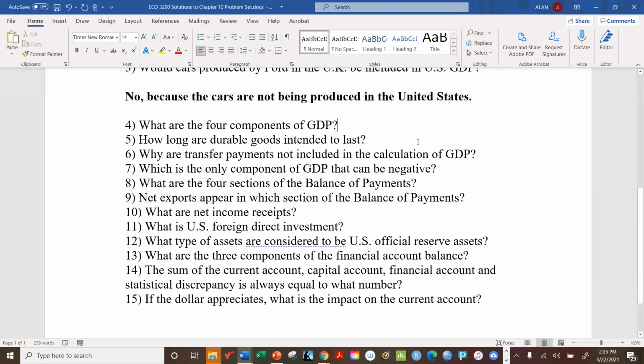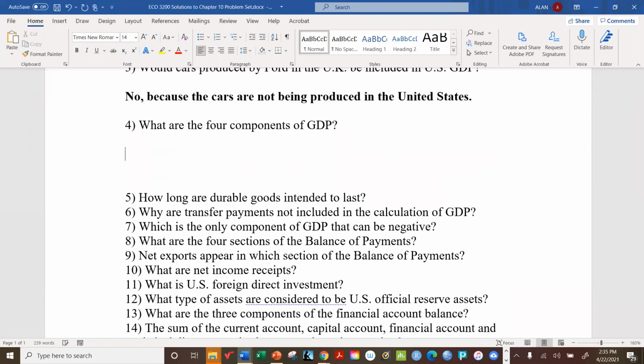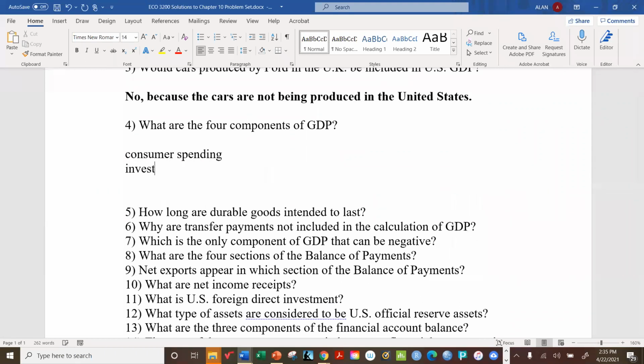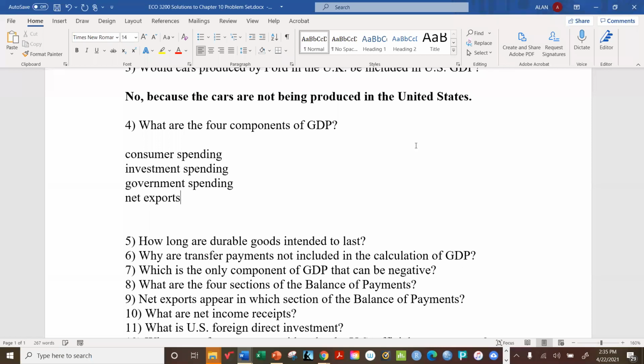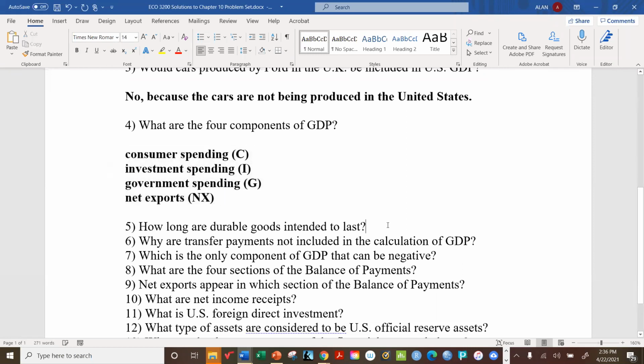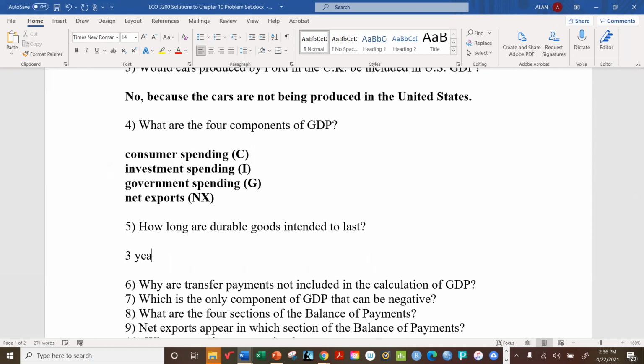All right, what are the four components of GDP? All right, we have consumer spending, investment spending, government spending, and net exports. All right, remember this one is labeled as C, I, G, and net exports. How long are durable goods intended to last? That would be 3 years or more.